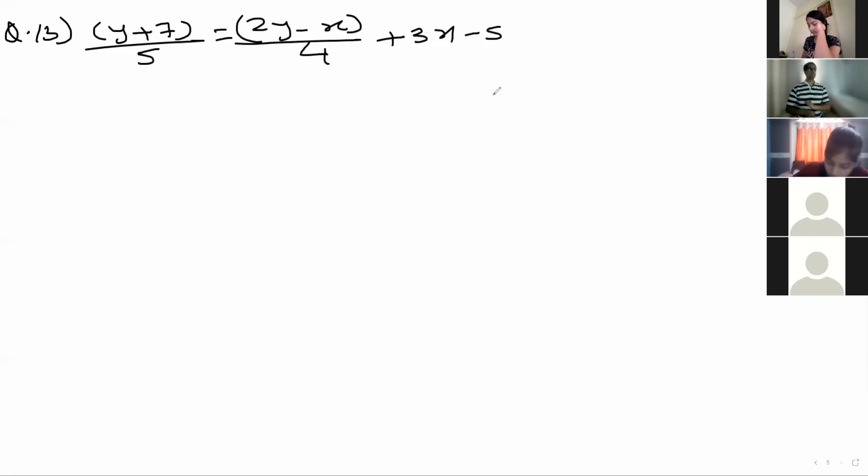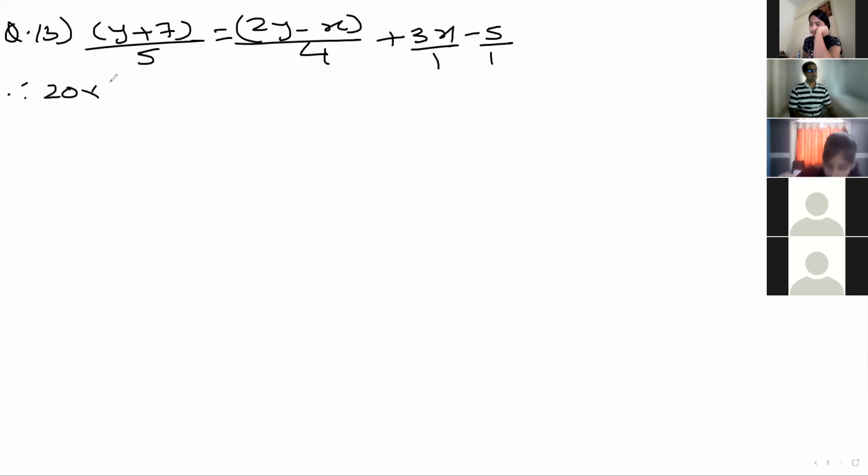Okay, what to do here? What will be your first step? You have to simplify this, correct? So what will be the first step? Yes, LCM. Where there is no denominator, the denominator is 1. What is the LCM of 1, 4 and 5? 20. So multiplying both sides by 20.